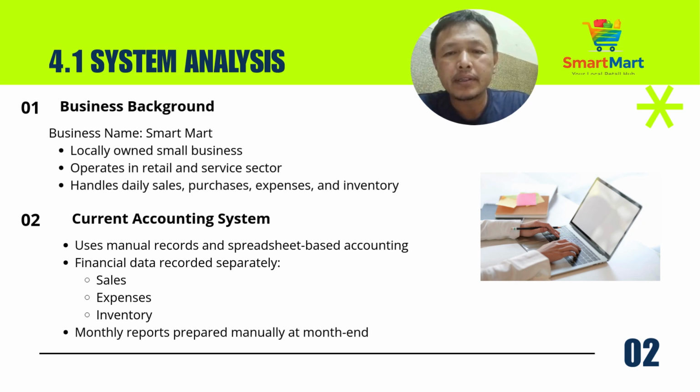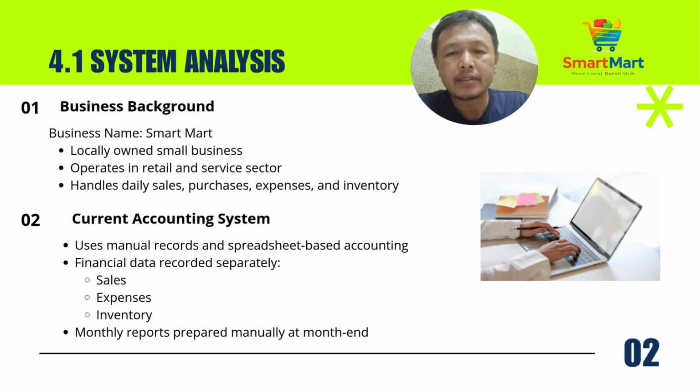In the system analysis stage, the business selected is SmartMart, a locally owned small business operating in both the retail and service sectors. The business handles daily sales, purchases, expenses, and inventory transactions. Currently, SmartMart uses a manual and spreadsheet-based accounting system.